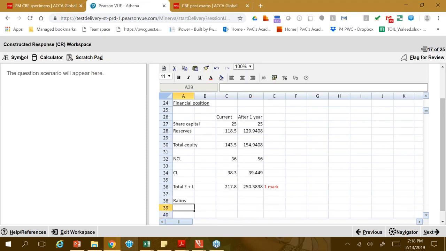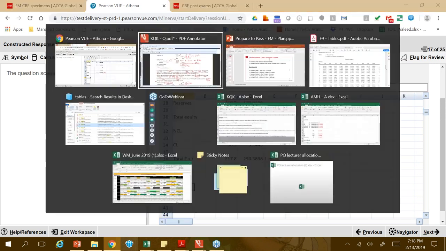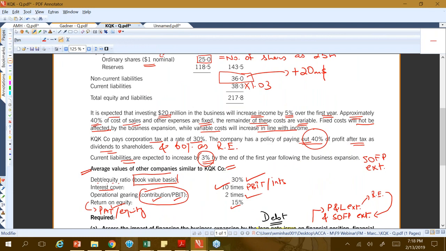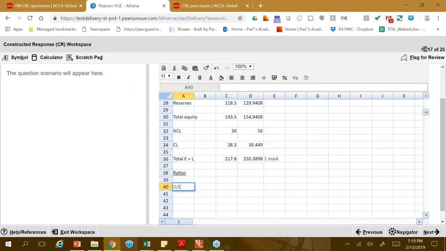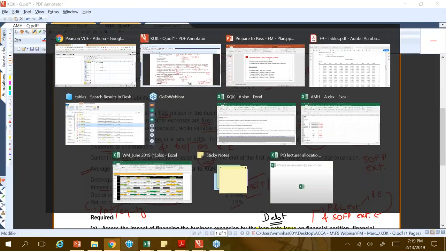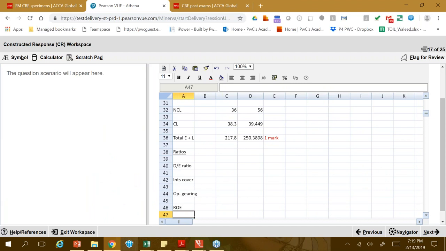Okay, so we can think of the ratios now. A few ratios which we need here in the question. We need debt to equity ratio. We also need a bit of interest cover. We need operational gearing. And we also need return on equity, ROE. Now, please tell the examining team how we are computing these.